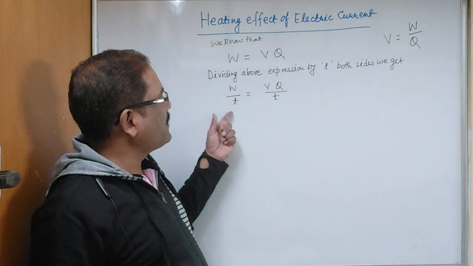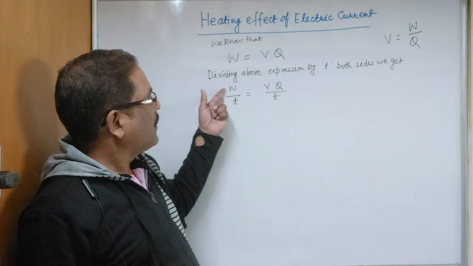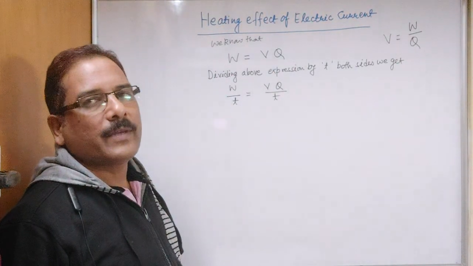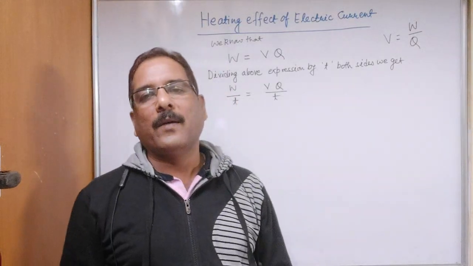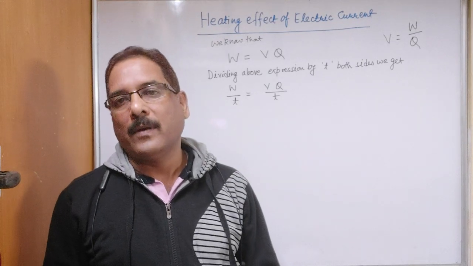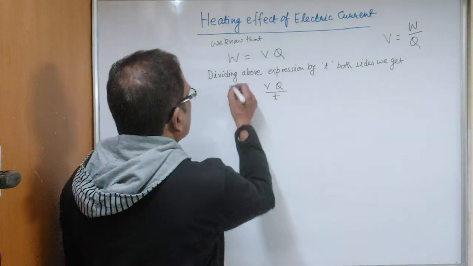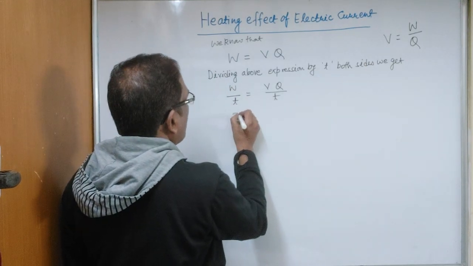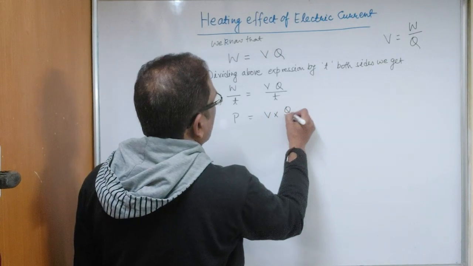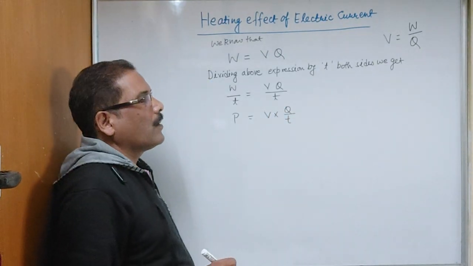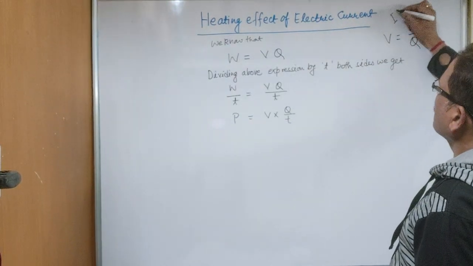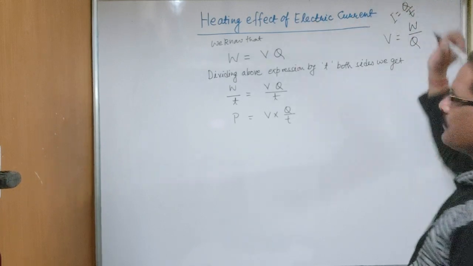Now W by T means work done by time, isn't it? And recall the definition which we have learned in class 9 for power. So rate of doing work is called power. So this work done by time can be written as power is equal to V, and this can be written as Q by T. Now we have also learned that electric current I is equal to Q by T.